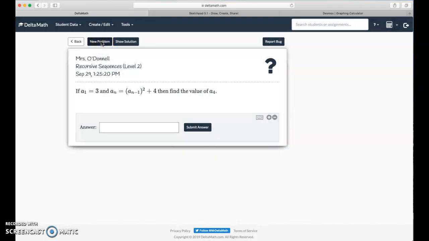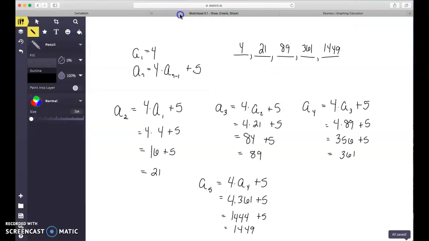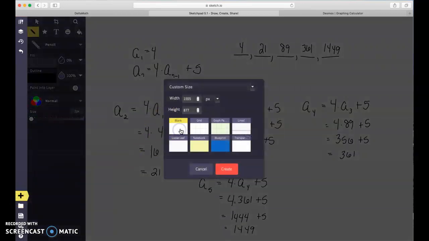Oh, here's a good one. Let's try this one. They threw in a square. So let's see here. My first term, a sub 1, is 3. And then I've got a sub n equals my previous term squared plus 4. And they want us to find the fourth term. All right, so if we go over to our sketch pad, let's grab a new page.